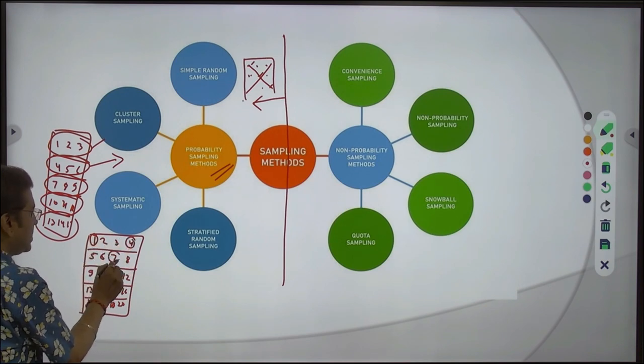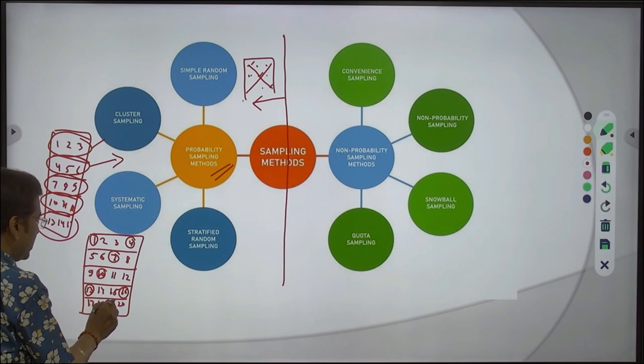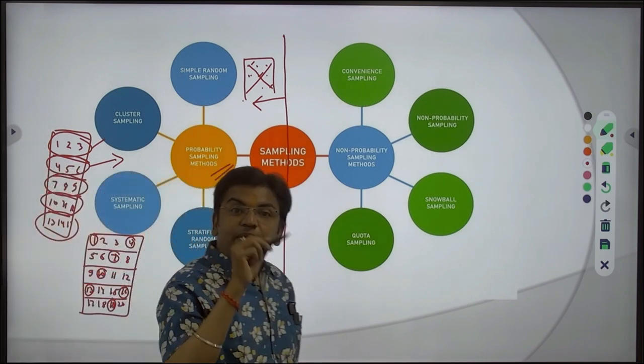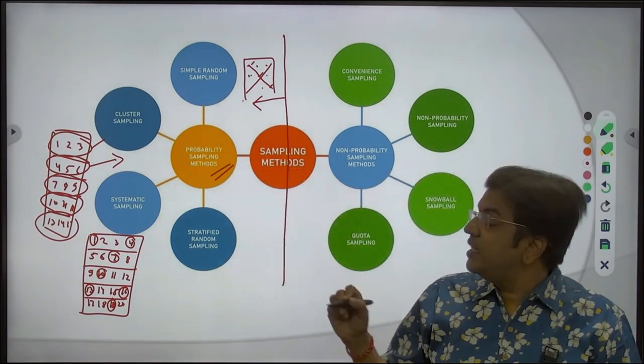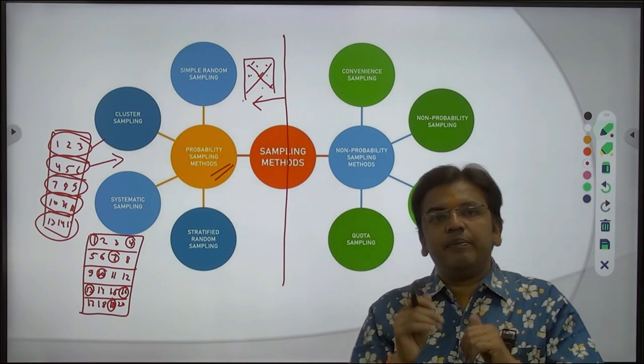Again 1, 2, 3, this will be our sample, and so on through the list. The numbers which I have circled are going to be selected in your sample. This is the systematic sampling method.